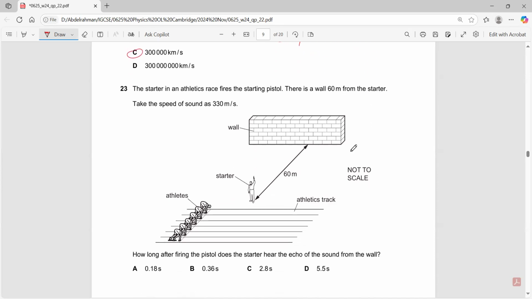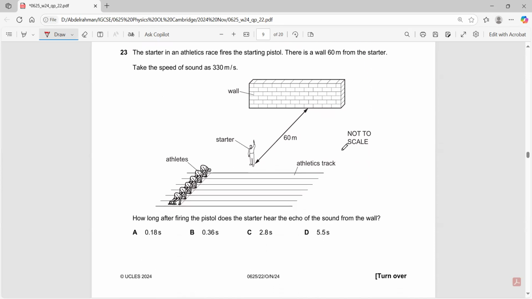The starter in an athletics race fires the starting pistol. There's a wall 60 meters from him. The speed of sound is 330 meters per second. How long after firing the pistol does he hear the echo? So we know that the speed of the echo is 2 times distance over time. Can I find the time? Time is 2 times distance over speed. So 2 times 60 over 330, which is 120 divided by 330, almost 0.36 seconds.